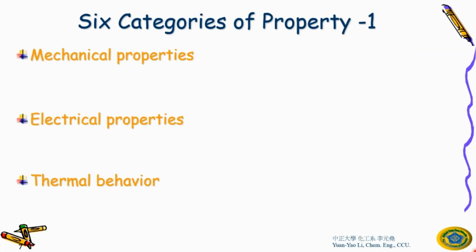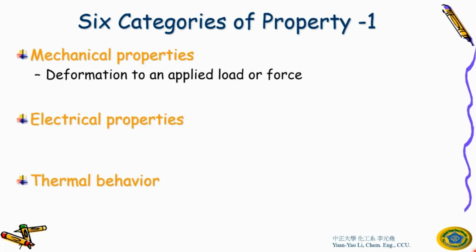So ladies and gentlemen, I want you to remember these 6 categories. Okay, it might be the Kahoot for next week. It might be in your midterm exam. So there are 6 properties. The first one, mechanical property. Mechanical property is a deformation under applied load or force. You don't need to remember the details, but I want you to remember these 6 items.